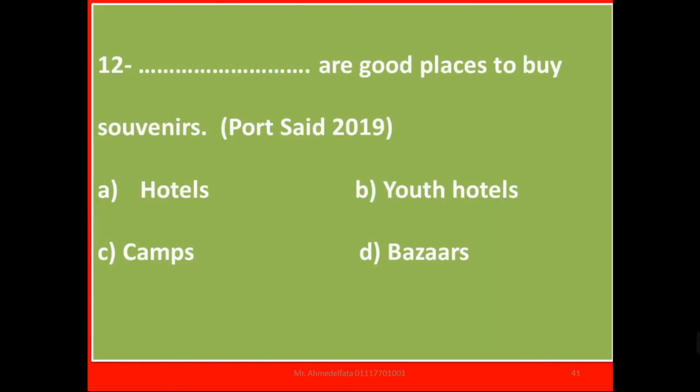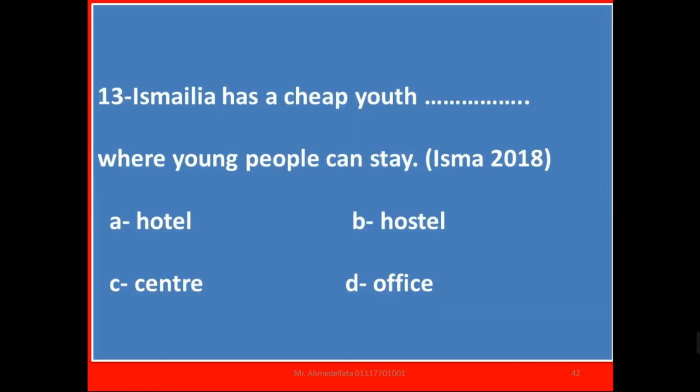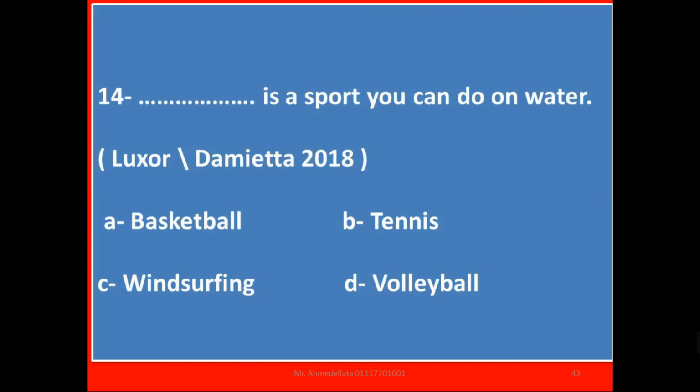Number 12, space are good places to buy souvenirs. Bazaars, of course. Bazaars are good places to buy souvenirs. Number 13, Ismailia has a cheap youth hostel where young people can stay. Space is a sport you can do in water. Windsurfing. Windsurfing is a sport you can do in water.